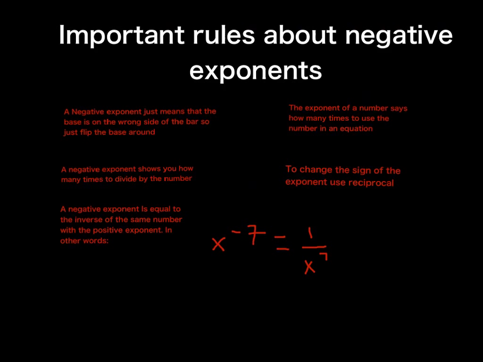Important rules about negative exponents. A negative exponent just means that the base is on the wrong side of the bar, so just flip the base around. The exponent of a number says how many times to use the number in an equation. A negative exponent shows you how many times to divide by the number. To change the sign of the exponent, use the reciprocal. A negative exponent is equal to the inverse of the same number with the positive exponent. In other words, x to the negative 7th power equals 1 over x to the 7th power.